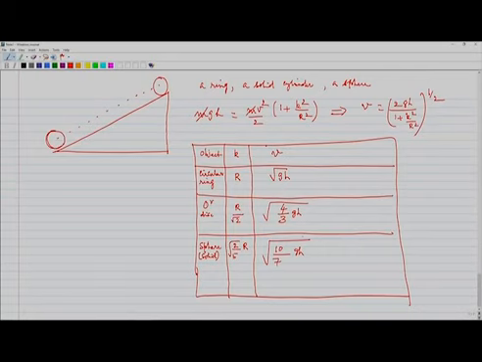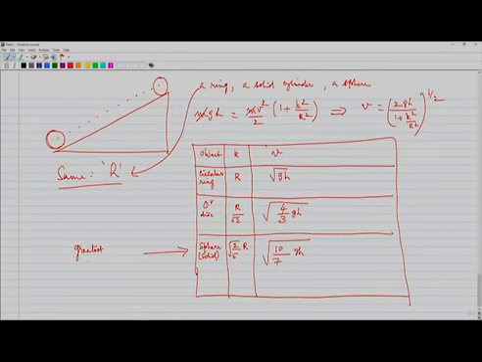So you realize that even though all these objects, ring, solid cylinder or sphere, have the same radius r, you will find that the solid sphere, when it comes to the bottom, will have the greatest velocity. Greatest velocity is for the solid sphere. Therefore, greatest kinetic energy.